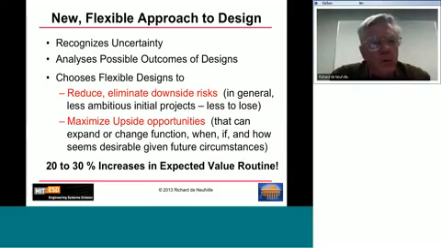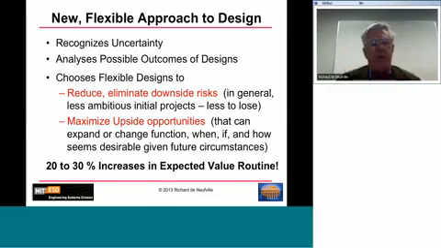First, it recognizes the uncertainty. That is, it's basic to the whole analysis that you recognize that there are variabilities in the situations you'll encounter. The prices of oil may go up, they may go down, there may be new regulations, things happen. It therefore analyzes the possible outcomes of the design. It basically says, let's take a look at what happens if this situation or that combination of situations arise.